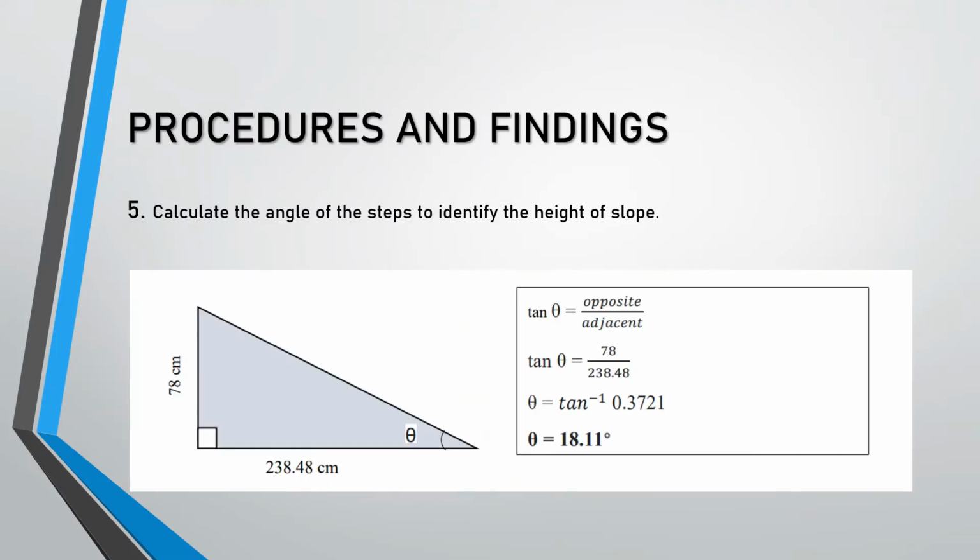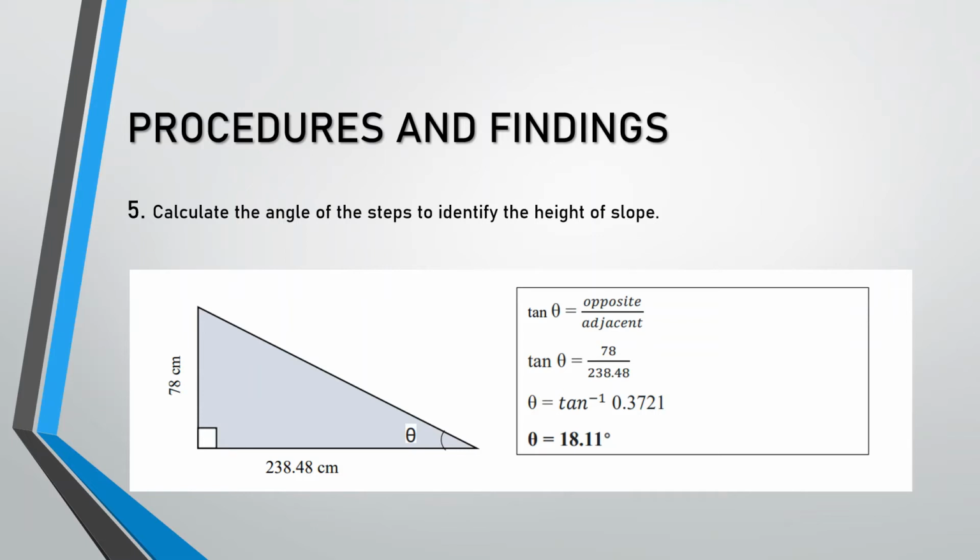And then the fifth step is that we calculated the angle of the steps to identify the height of slope. What does this have to do with the objective? Okay, so when we know the height of slope, we know the amount of energy used for each person when using the stairs. Alright, so in this study, we can see that the law used here is the right-angled triangle law. So we use tangent, sinus, and cosinus. The one we're using here is tangent because we have the opposite length and the adjacent length. So we can straight away calculate.